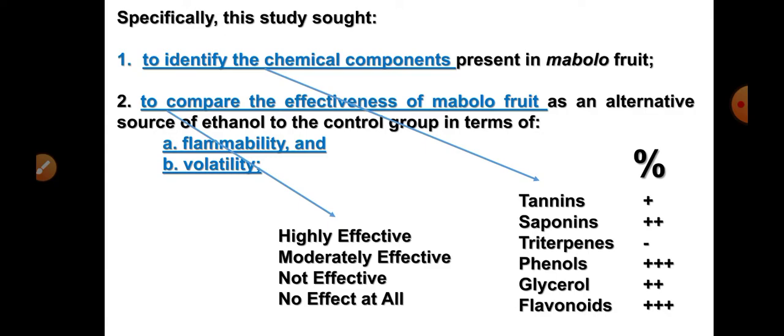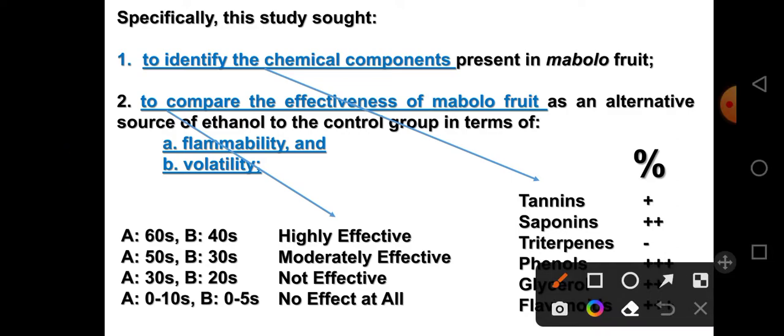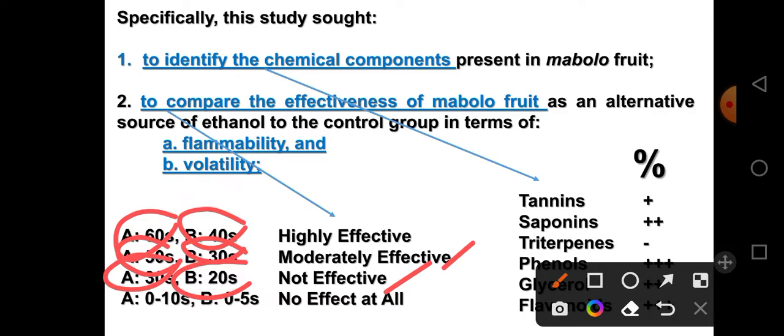Okay, now for the effectiveness class, we can say that it is highly effective if factor A is 60 seconds and if factor B is 40 seconds. We can say that it is moderately effective if factor A is 50 seconds and factor B is 30 seconds. We can say that it is not effective if factor A is 30 seconds and factor B is 20 seconds.